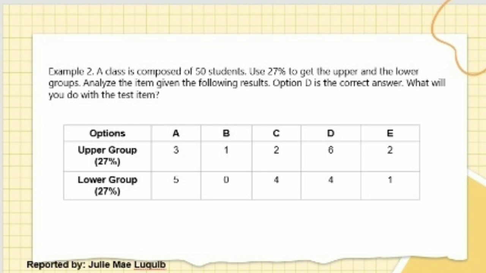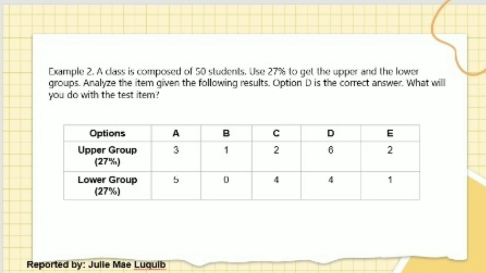Okay, as you can see in the table, there are options A, B, C, D, and E. So there is the upper group 27% and the lower group 27%. In the solution given, option D is the correct answer. The upper group in option D is 6 and the lower group in option D is 4.